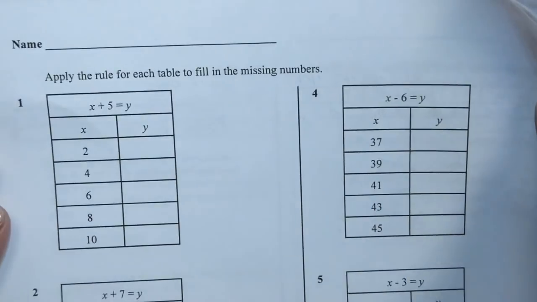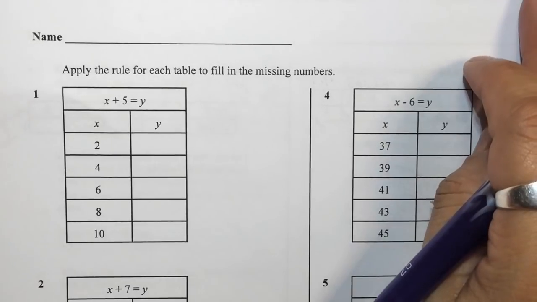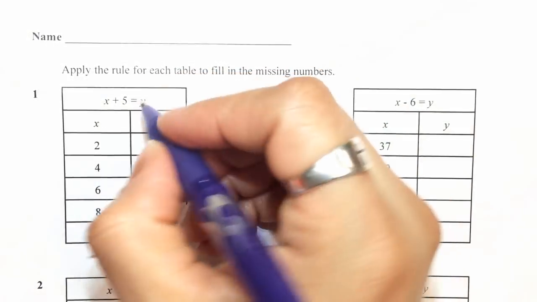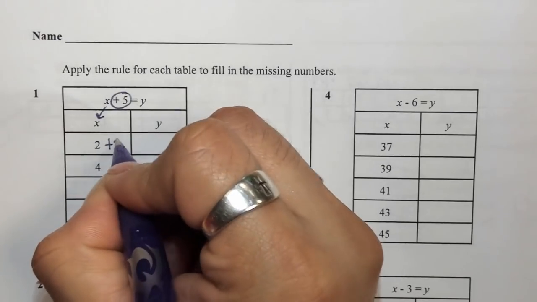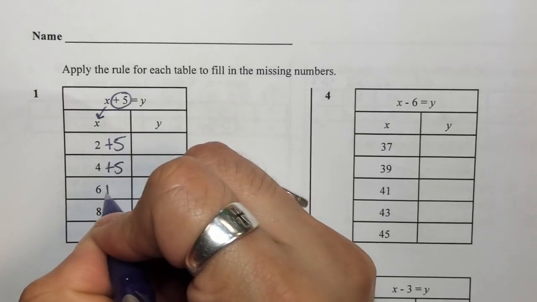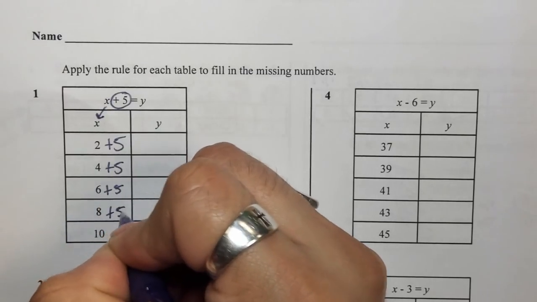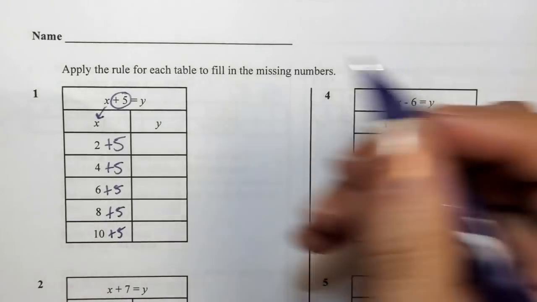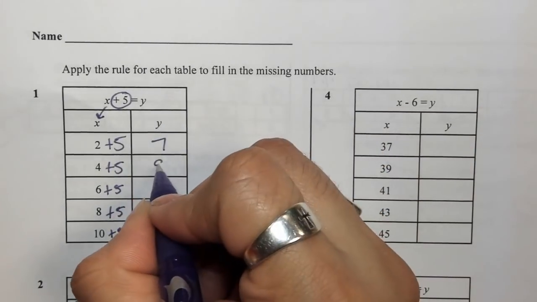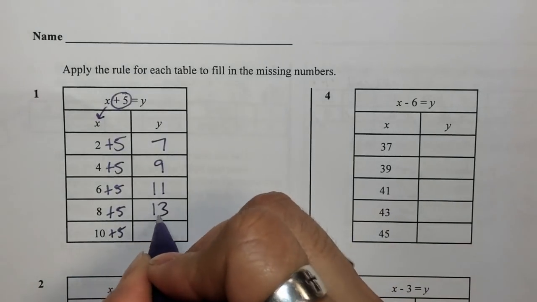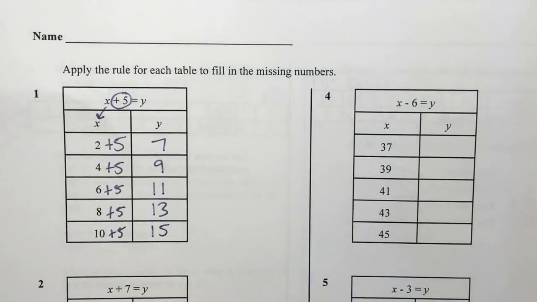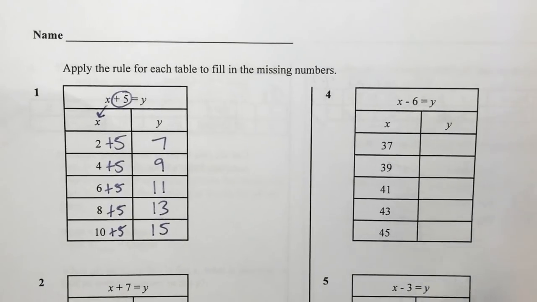Here it says apply the rule to each table to fill in the missing numbers. So it's telling you right here, what am I doing to x? I am adding 5. So I'm going to write plus 5, plus 5, plus 5, plus 5, and plus 5. 2 plus 5, 4 plus 5, 6 plus 5, 8 plus 5, and 10 plus 5. Okay, not too bad.